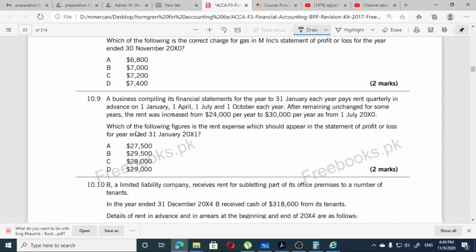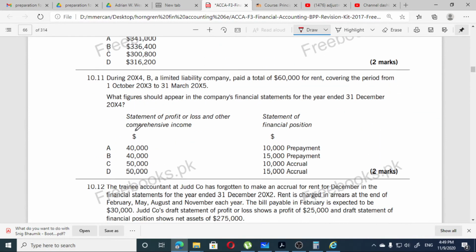I'm leaving some of the questions for you to do. Now I will move to this question. A limited liability company paid a total of $60,000 rent covering the period from 1 October 2003 to 31 March 2005. What figures should appear in the company's financial statements for the year ended 31 December 2004, in the income statement and the statement of financial position?